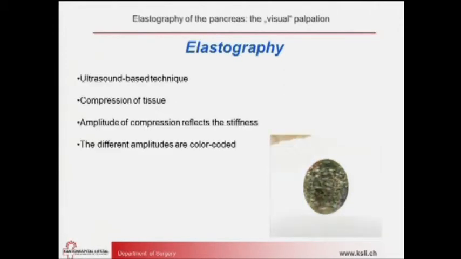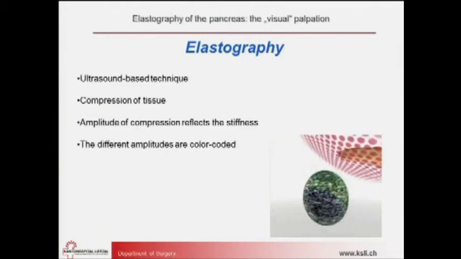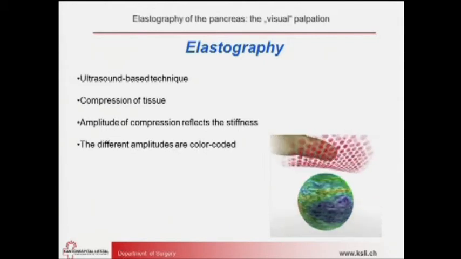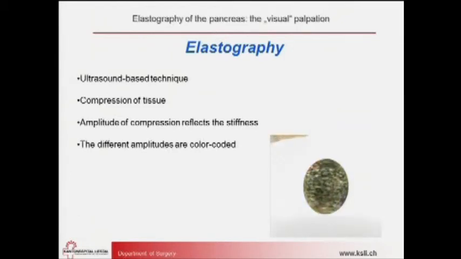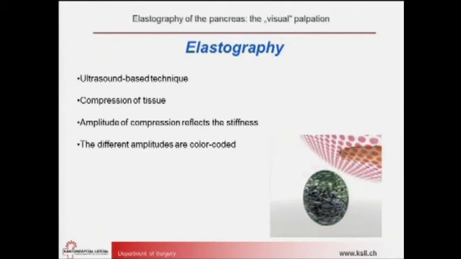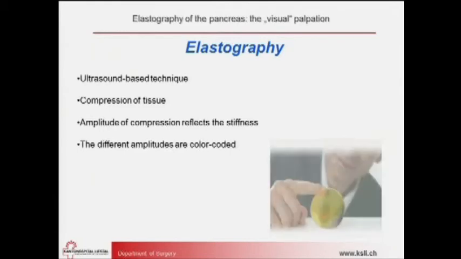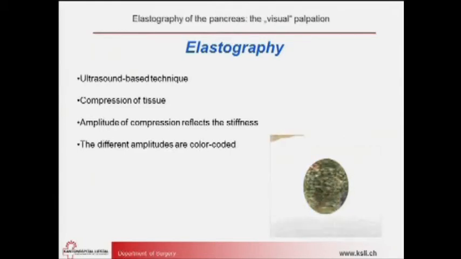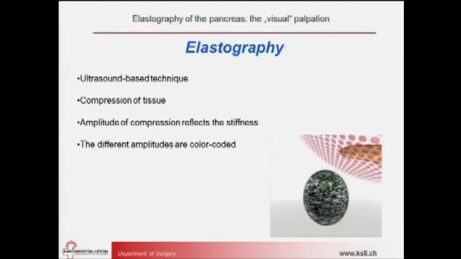Now, in this case, we used the ultrasound. We have used it for 1 year in every laparotomy we perform. And this elastography is an ultrasound-based technique. It measures, as you see here, the compression of the tissue, and the amplitude of compression reflects the stiffness. That means if you have tumor or something hard like scar, it reflects in a blue color. Red and yellow is a soft tissue, and green is something intermediate. And these different amplitudes are color-coded.